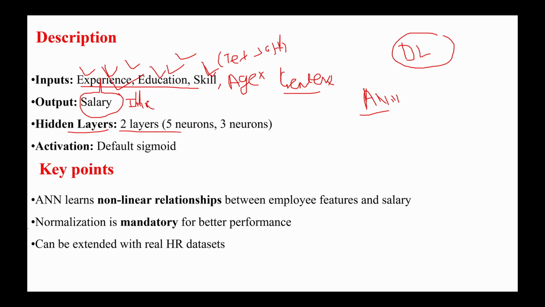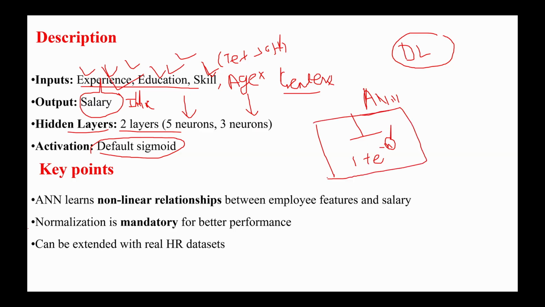Hidden layer, consider two layers. The first has 5 neurons and the second has 3 neurons, right? This we can consider. And the activation function, by default I consider sigmoid, because sigmoid is nothing but 1 by 1 plus e to the power minus x, and this x is nothing but the input variable of a particular output of the neuron.